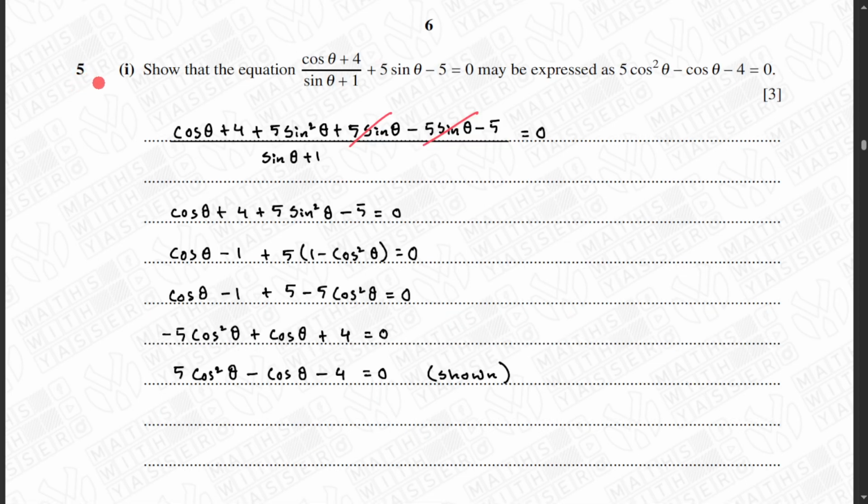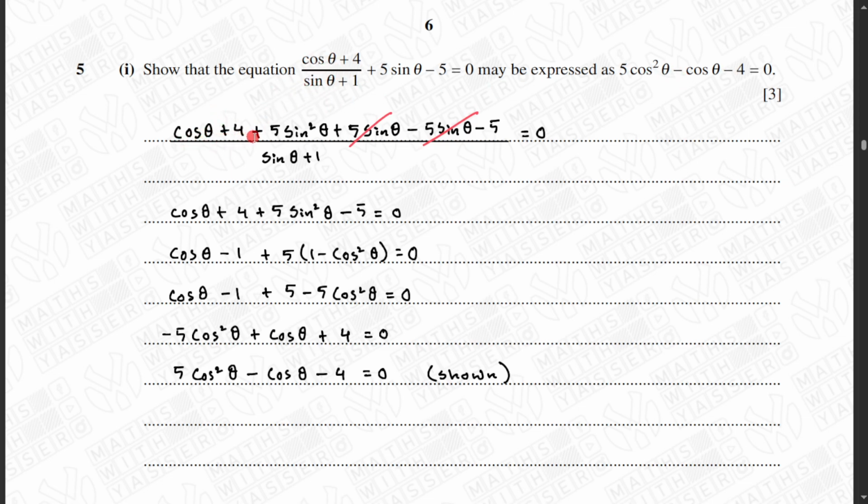Question number 5. Show that the equation (cos theta plus 4) over (sin theta plus 1) plus 5 sin theta minus 5 is equal to 0 can be expressed as 5 cos square theta minus 4 equals 0. We can clearly see that there is no sin theta or sin square theta in this expression. So we need to keep this in mind. Now let's focus on the solution.